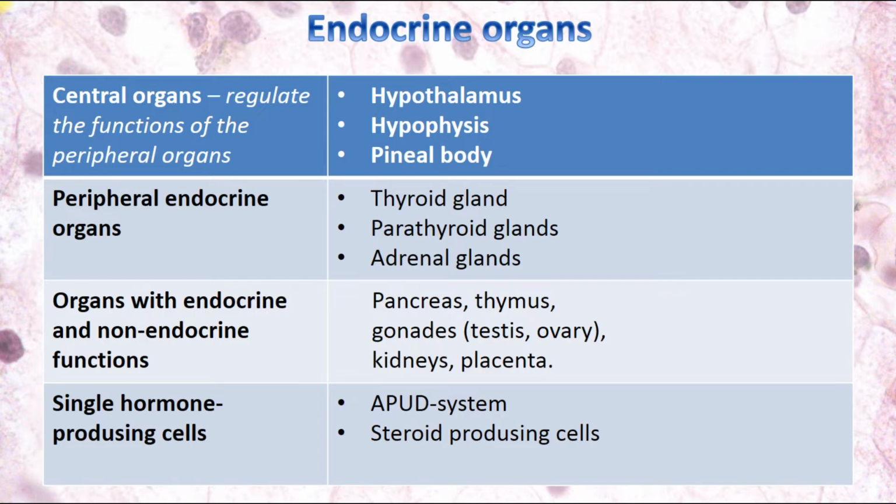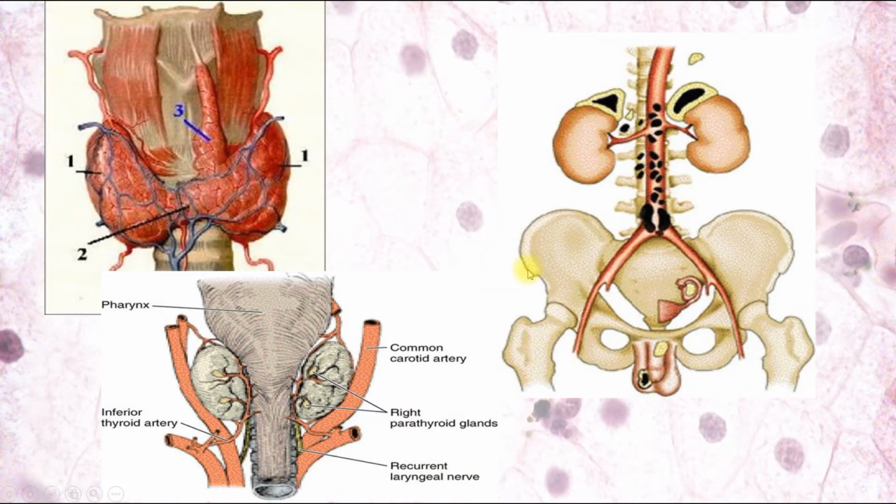We'll discuss them when we study different organs, and we'll study which cells have endocrine function. So today we'll focus on central endocrine organs, which are regulating organs. They regulate functions of the peripheral organs, and completely clearly endocrine organs, which are thyroid gland, parathyroid glands, and adrenal glands. And here we can see peripheral, completely endocrine organs: thyroid gland, parathyroid glands, and adrenal glands.